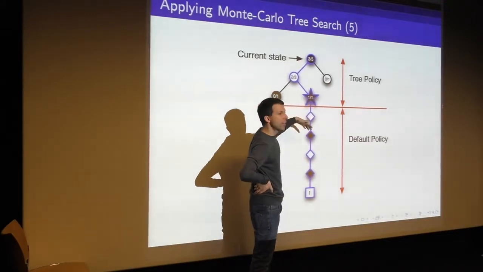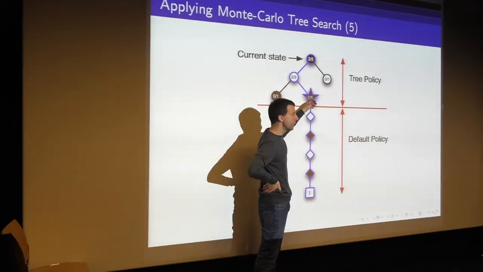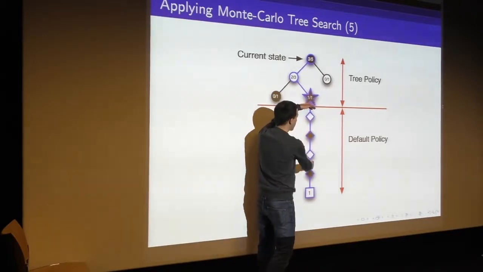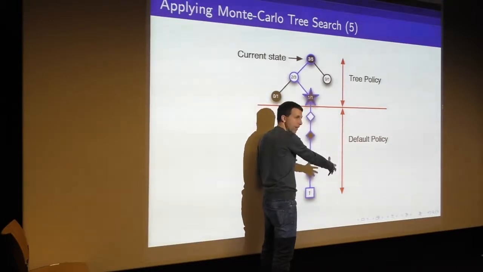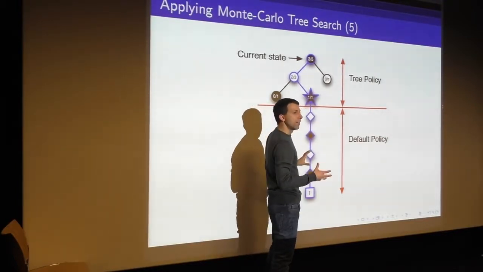So we're making a simplification, which is that our simulation policy is acting as a reasonable proxy for doing a deeper search down here. It's like a canonical sort of trace for that point in the tree.